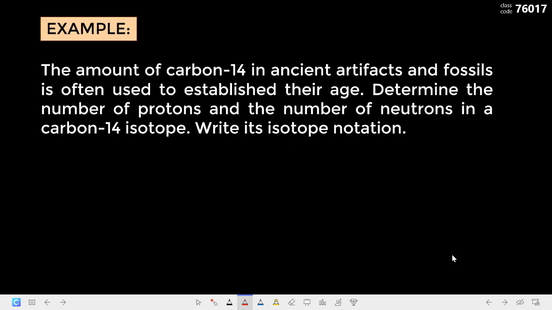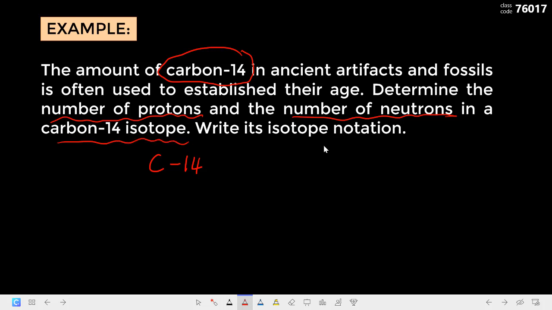Okay, the last example. The amount of carbon-14 in ancient artifacts and fossils is often used to establish their age. Determine the number of protons and the number of neutrons in carbon-14 isotope. Write its isotope notation. Okay, diberi pada awak carbon-14, di mana carbon-14 ini adalah isotop bagi carbon. So carbon ada carbon-12, carbon-14. Jadinya sekarang dia minta tentukan number of protons and number of neutrons bagi carbon-14 isotope, dan kita kena tuliskan isotope notation.